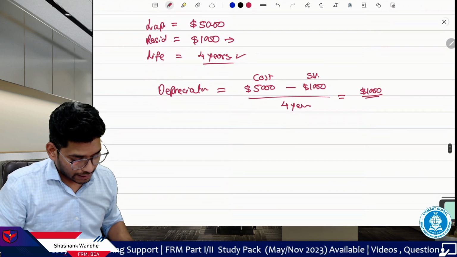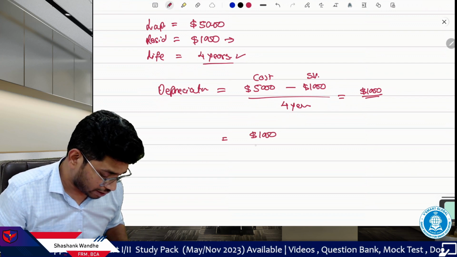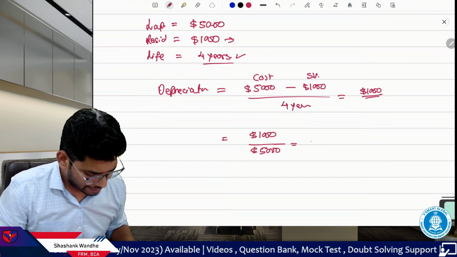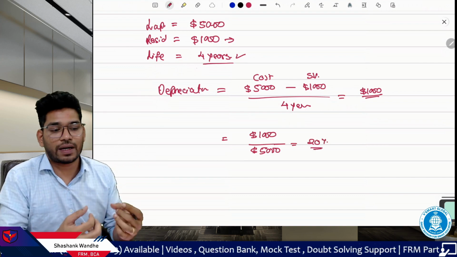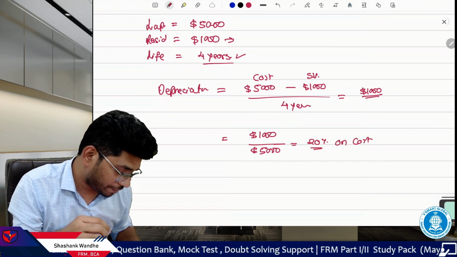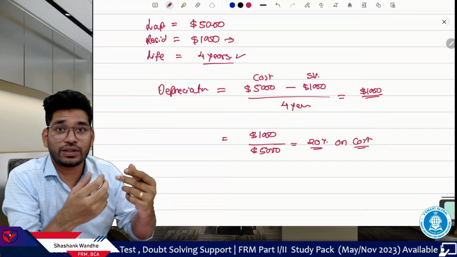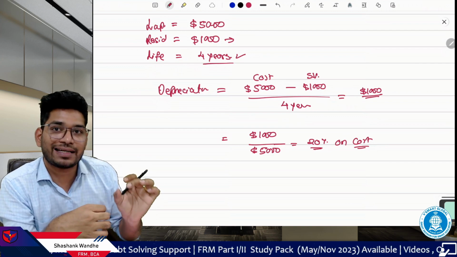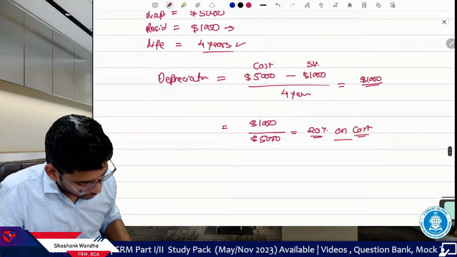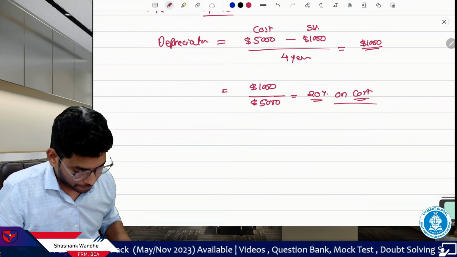Very simple. And we can also calculate depreciation rate here. So $1,000 divided by cost of purchase. Please remember, cost of purchase. And this is 20%. So we will charge 20% depreciation on cost. On cost. I'm intentionally repeating this again and again, on cost. Why? Because when we get into declining balance method, this 20% rate is charged on something else and not on the cost, like this.